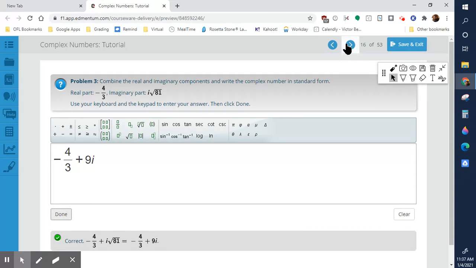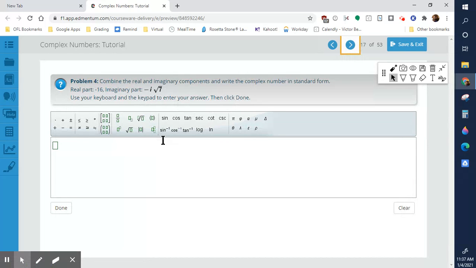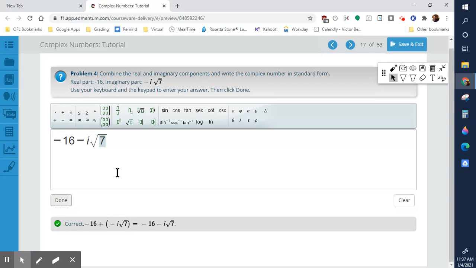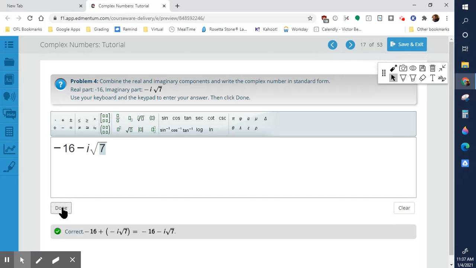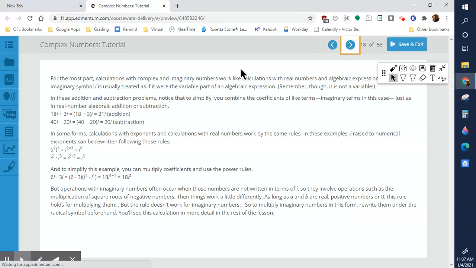Let's see what we have here. All right, so 17. Yes. So we're going to combine this real part and imaginary part. This one doesn't look like we have much work to it, just -16 minus i. I'm going to find the i on my keyboard there for a second. Square root of 7 should be our answer. And that's all we have to do. I don't like how they're like, oh, plus. They're doing this because of the a plus bi. So you can do it that way if it helps. Go to, oops, next one.